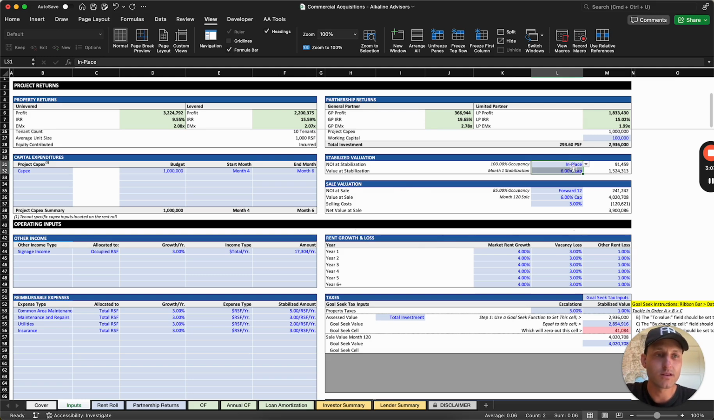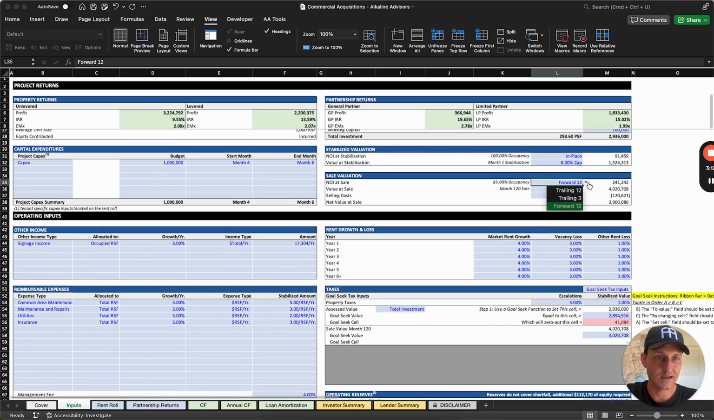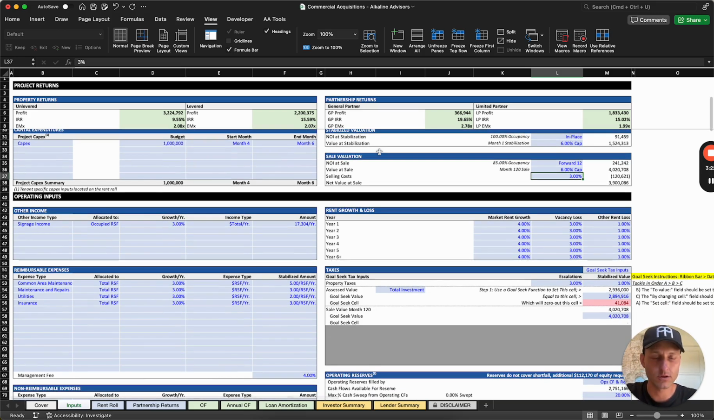Then we can choose what the value of the asset is at stabilization. This is more just for illustrative purposes. And then we have the value of the asset at sale. Are we taking the trailing 12 NOI, the trailing 3 NOI, or the forward 12 NOI? What cap rate are we attributing to the sale? And then what are the selling costs? So that's really the general information.